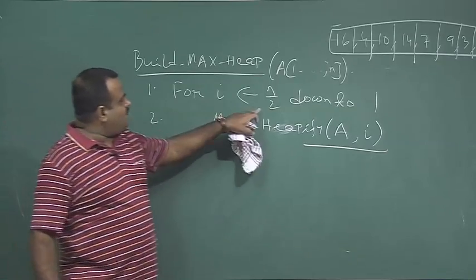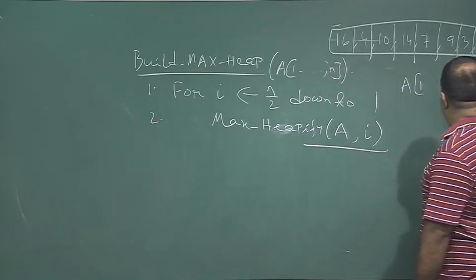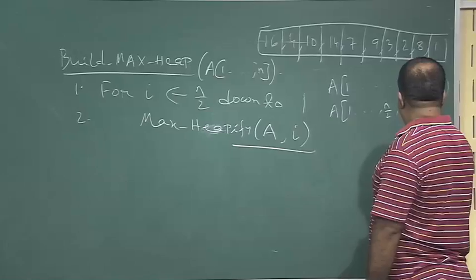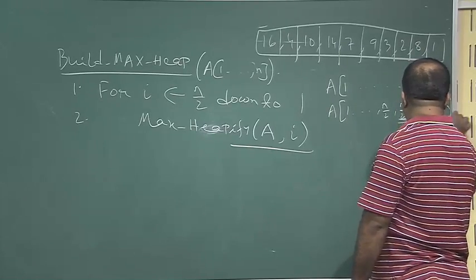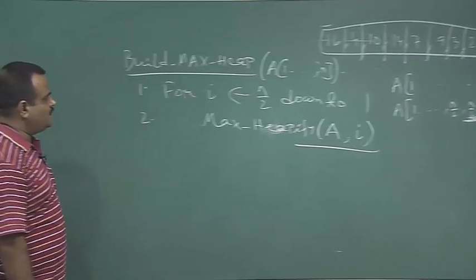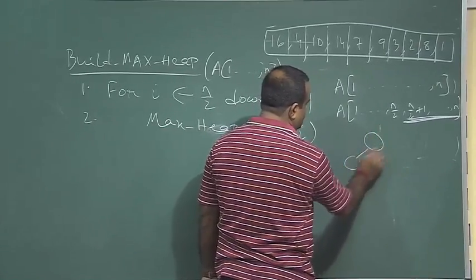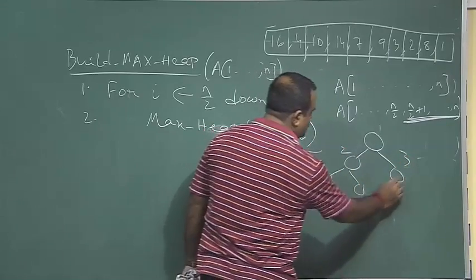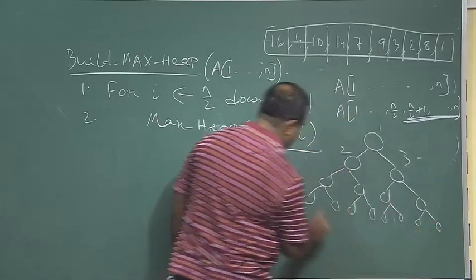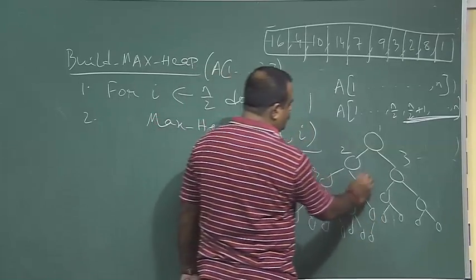So, this is the pseudo code for Build-Max-Heap. Now, the question is why are we starting from n by 2 down to 1, and not from n by 2 plus 1 to n? We are not looking at those elements, we are calling Maxify only from n by 2. What is the reason for that? Look at this array, 1, 2, 3, 4, 5, 6.